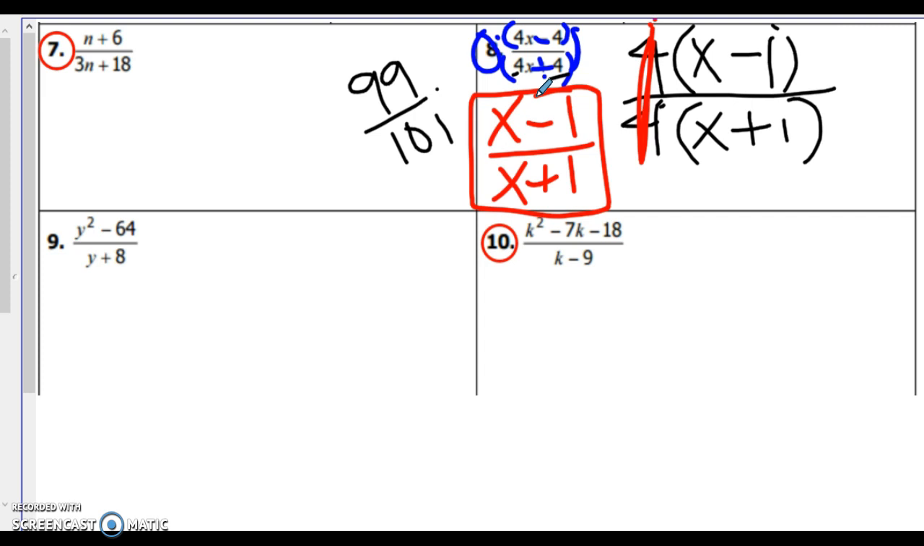Let's check number 9. Think about what you might want to do there. Pause and see if you can do it by yourself. If you can't, just stick with me and we'll figure it out. All right, y squared minus 64.